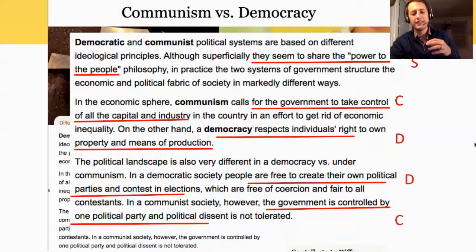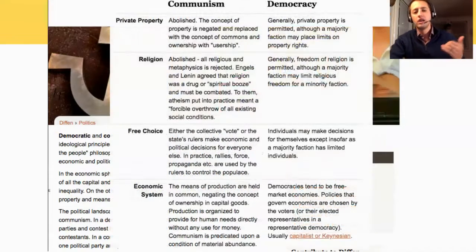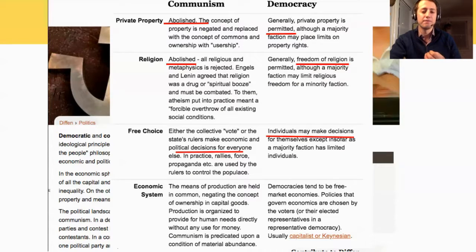Continuing on, I underlined here that in a democratic society, people are free to create their own political parties and contest in elections, whereas in a communist society, government's controlled by one party and dissent's not allowed. So the reading is going to go on, but it would take me a long time to go through everything. So I did underline everything that I found to be very important. As you're looking at the screen here, you'll see what I pulled out as the most important pieces of this reading. You should do the same thing.